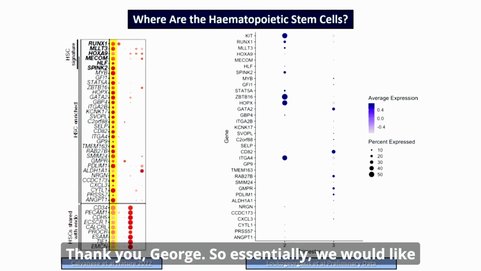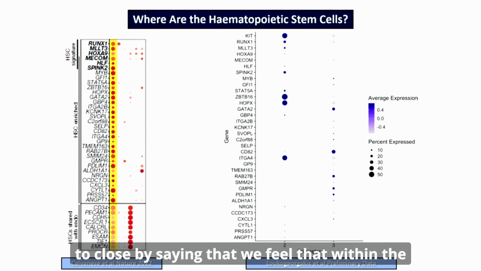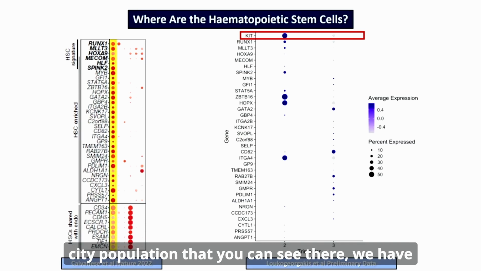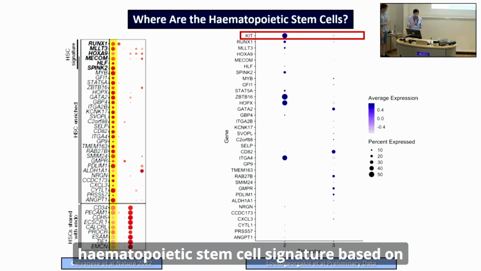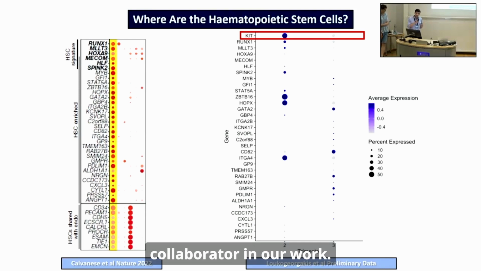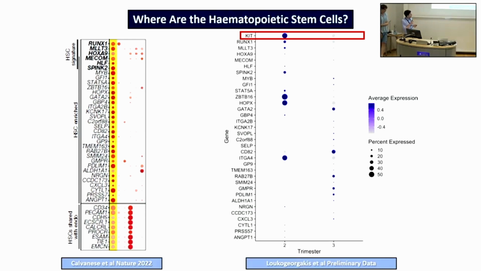So, thank you, George. So essentially, we would like to close by saying that we feel that within the SIGI population that you can see there, we have managed to identify some cells that express a hematopoietic stem cell signature based on Vincenzo Calvanese, who is now a collaborator in our work.